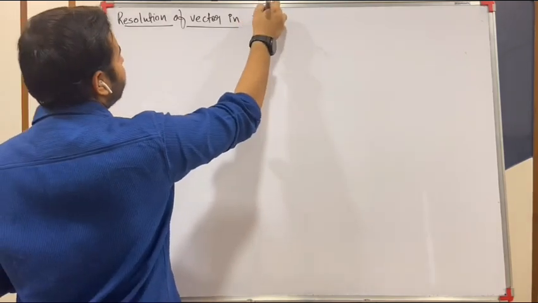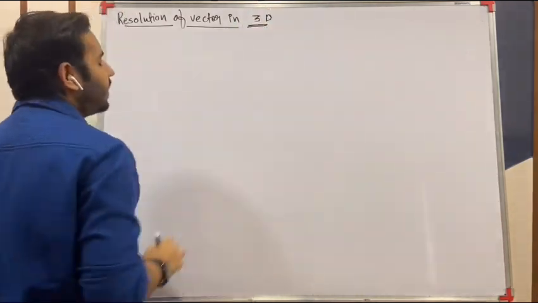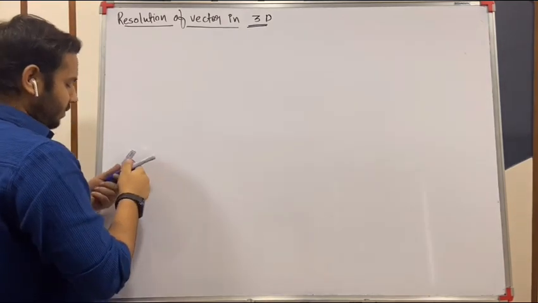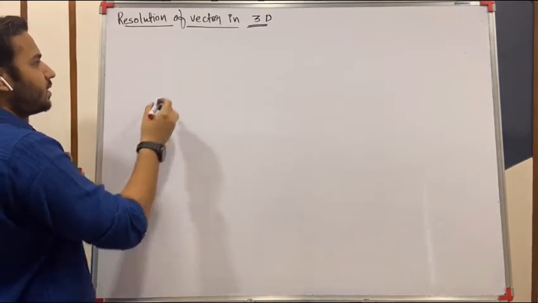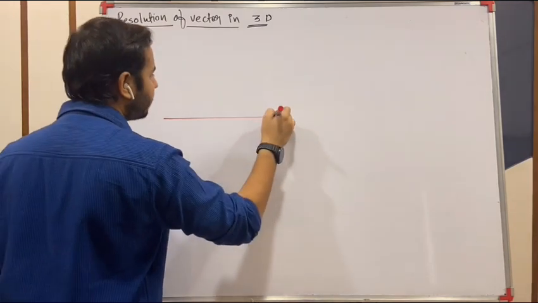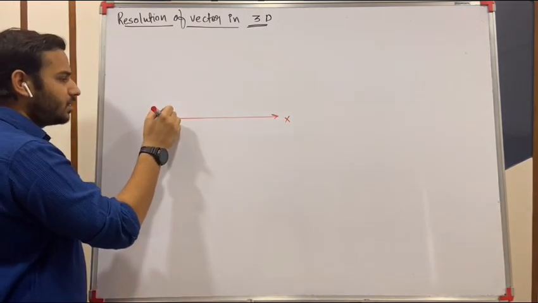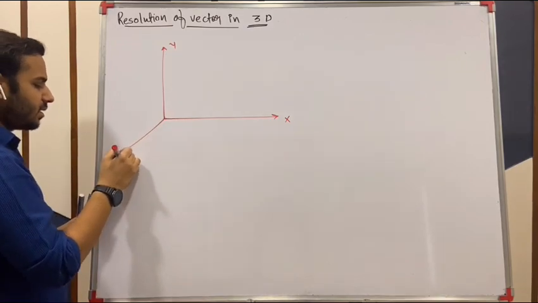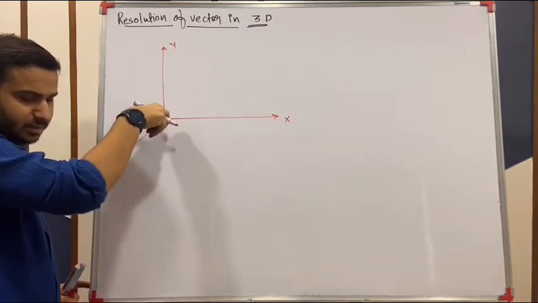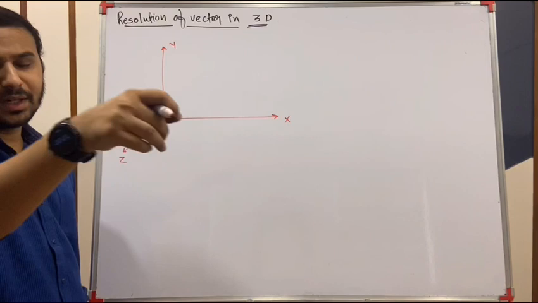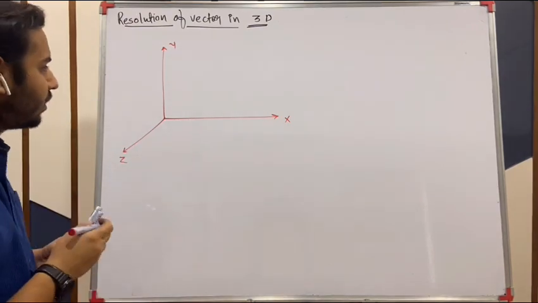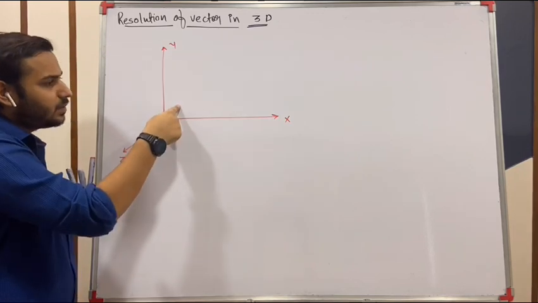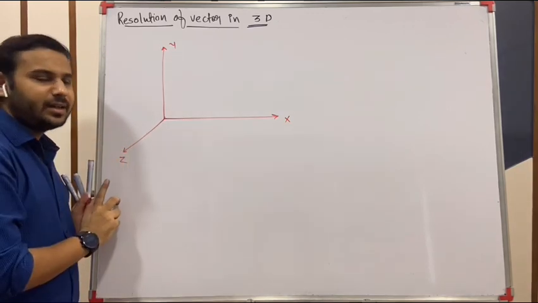Okay, resolution of a vector in 3 dimensions. Now see, this is the x axis, this is your y axis, and the z axis is not this, but actually it is towards you, 3 dimensions. I cannot draw it right now. So you understand, the angle between x and z is 90, y and x is 90, y and z is 90.